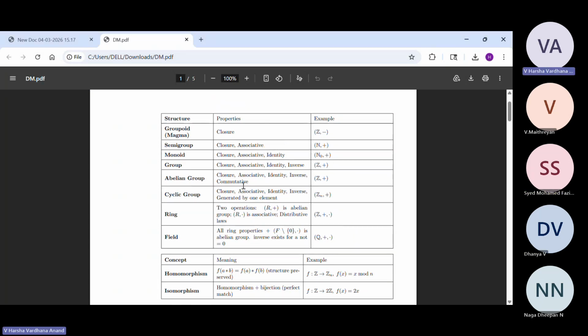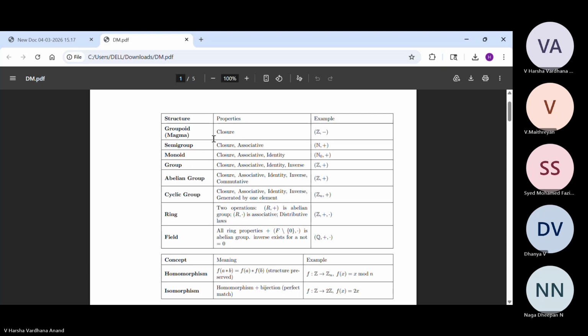Let's just start with groupoid. Groupoid is nothing but a set of numbers. Take for example 1, 2, 3 or 4, 5, 6. Just a set G with the property only being closure. For example, take the integers. Closure means if you take A and B belonging to the set and apply an operation, the result will again be back in the set. So Z minus means take the integers and the minus operation. We have 1, 2. 1 minus 2 will be minus 1, which is another integer. So very simple. Groupoid is nothing but a set with closure.